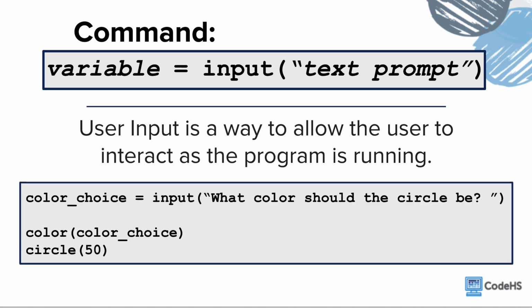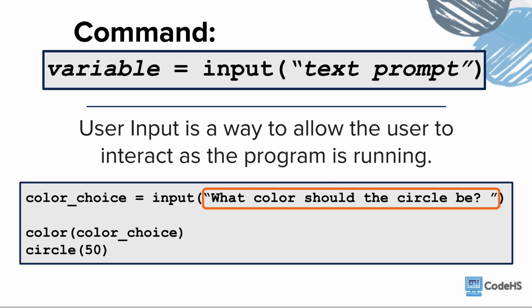In this program, the color that the user enters is used in the color command to set the color of the circle that is drawn. To save the input that the user gave, we assign it to a variable. We type the name of our variable followed by an equal sign. Instead of entering a value for the variable ourselves, we use the input command followed by a set of parentheses. Inside the parentheses, we write the text prompt that we want our users to see inside quotation marks.